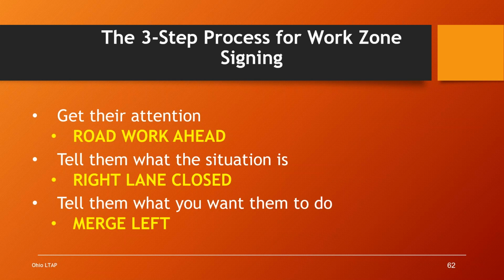And then the third sign is where we tell the motorist what we want them to do. So in that right lane closure situation, the third sign would be the symbol that shows the right lane merging over to the left lane.